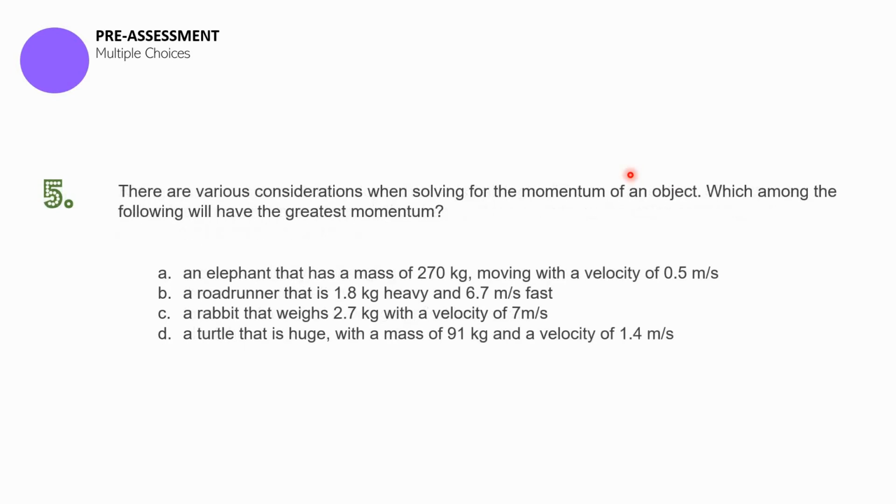Next question, question number 5. There are various different considerations when solving for the momentum of an object. Which among the following will have the greatest momentum? A. An elephant that has a mass of 270 kilograms moving with a velocity of 0.5 meters per second. B. A road runner that is 1.8 kilograms heavy and 6.7 meters per second fast. C. A rabbit that weighs 2.7 kilograms with a velocity of 7 meters per second. D. A turtle that is huge with a mass of 91 kilograms and a velocity of 1.4 meters per second.